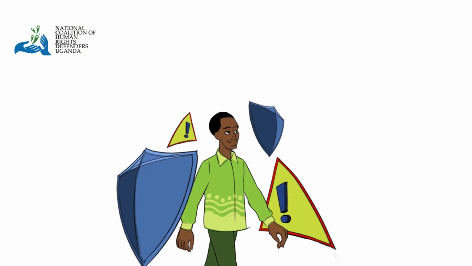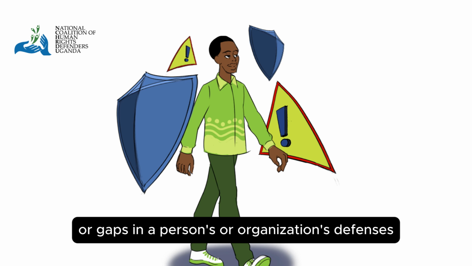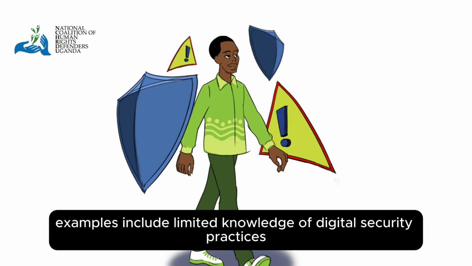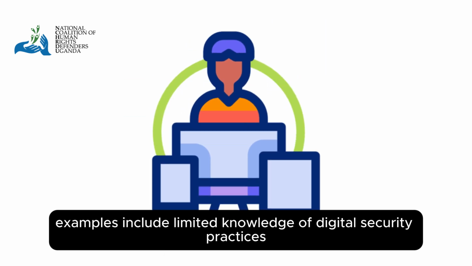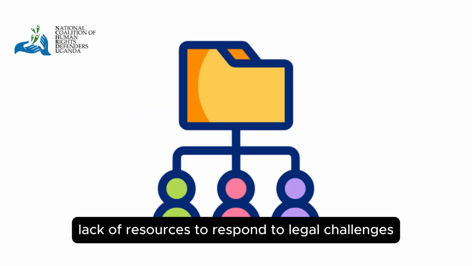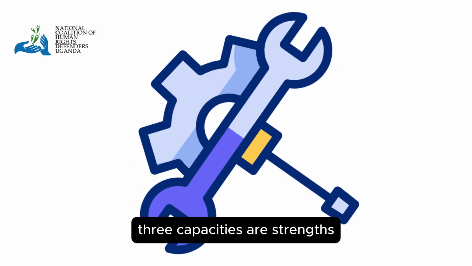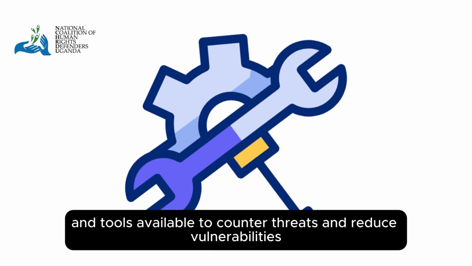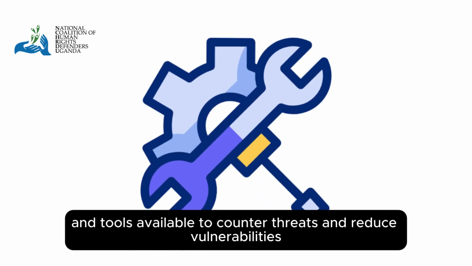2. Vulnerabilities are weaknesses or gaps in a person's or organization's defenses that make them more susceptible to threats. Examples include limited knowledge of digital security practices, working alone without support networks, lack of resources to respond to legal challenges.